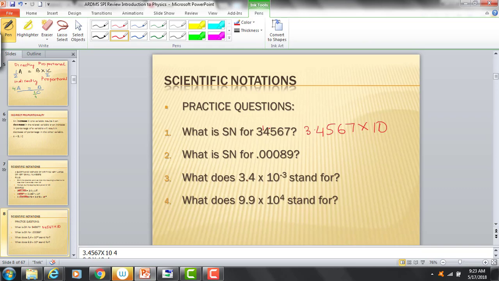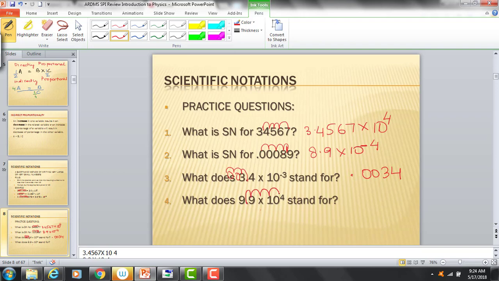Here are some more examples. Here we're going to put the decimal in between 3 and 4 and write down 3.4567 into 10 to the power of 1, 2, 3, 4. So it will be 10 to the power of 4. Now this is an extremely small number, so we're going to put the decimal between 8 and 9, so it will be between 1 and 10. So it will be 8.9 into 10 to the power of, counting backwards, 1, 2, 3, 4, so 10 to the power of -4.